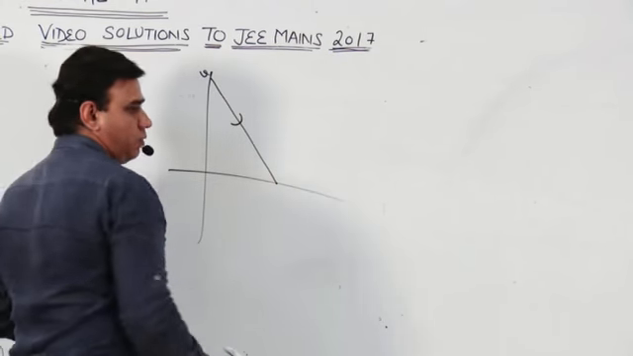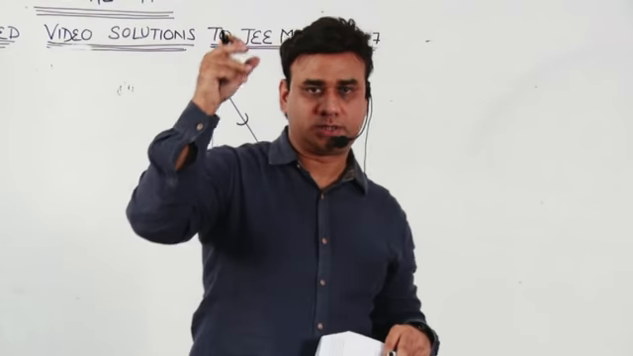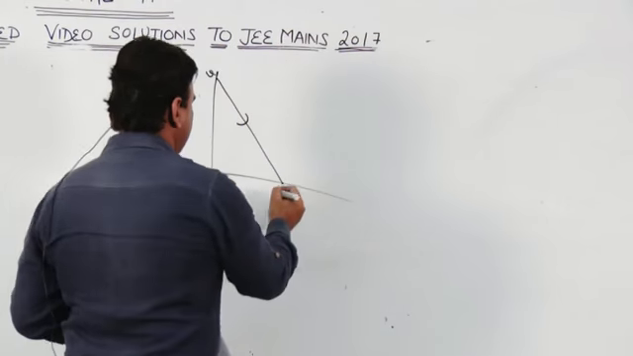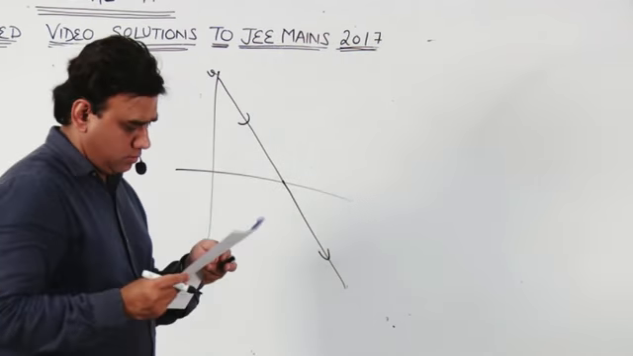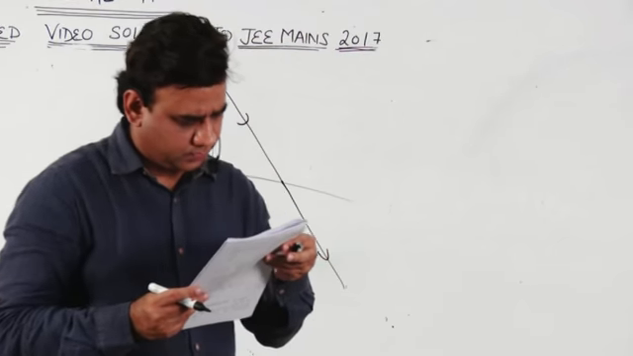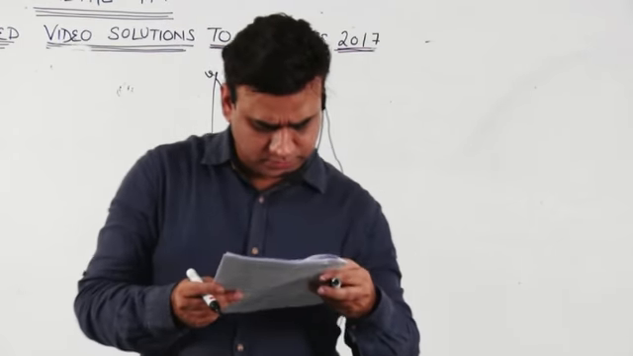Now again, going downward. Downward we can choose as a negative direction. And when it is coming downward again, the velocity will increase. So this second will be the most appropriate answer.